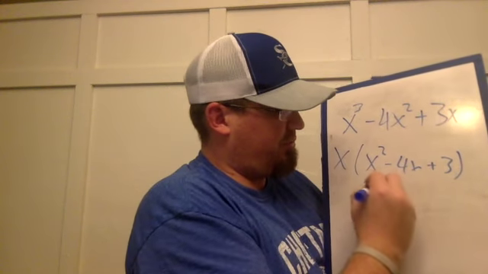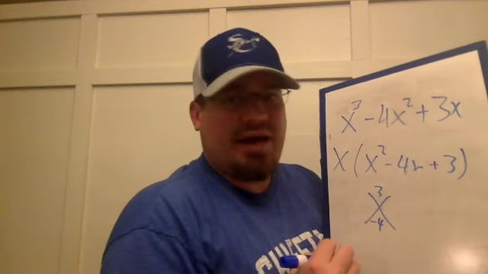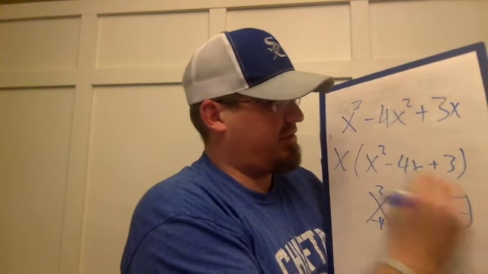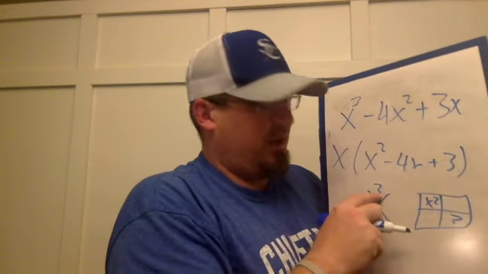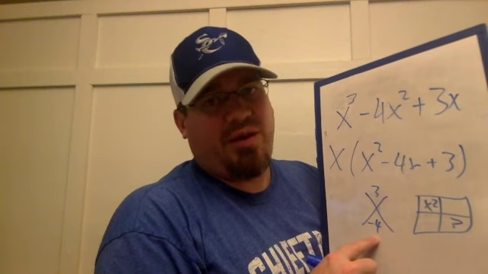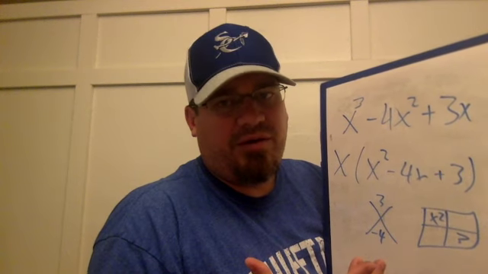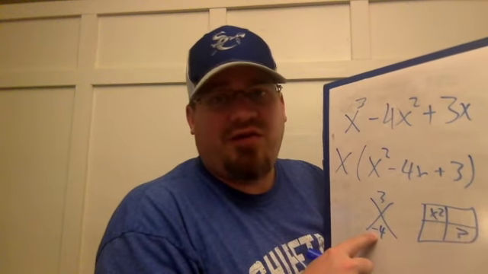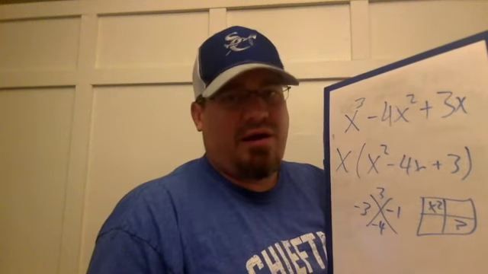What two numbers multiply together to give me 3 and add together to give me negative 4? In my box, I have x squared as the first term, 3 as my last term. What are the only two numbers that multiply together to give me 3? That's 1 and 3. 1 times 3 is 3, but this is a negative 4. So that means I have to have negative 3 and negative 1.